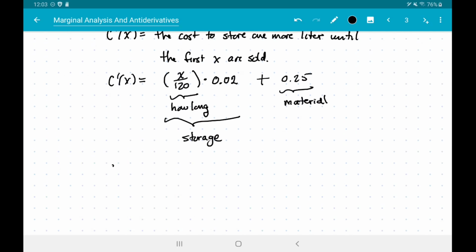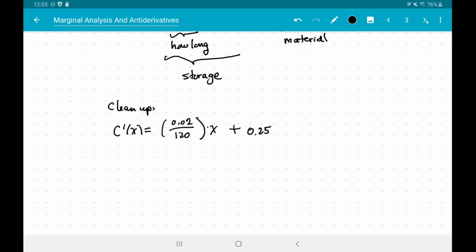Now, to clean this up a little bit, the problem with these numbers here is that we're about to get a very small number. If you put this into your calculator, the number that I'm about to get is 0.02 over 120, and then I'll keep the X over there as a separate factor. 0.02 divided by 120 is like 1.67 times 10 to the minus 4. It turns out that it's going to be easier to deal with the reciprocal of that number, and that is simply 1 over 6,000.